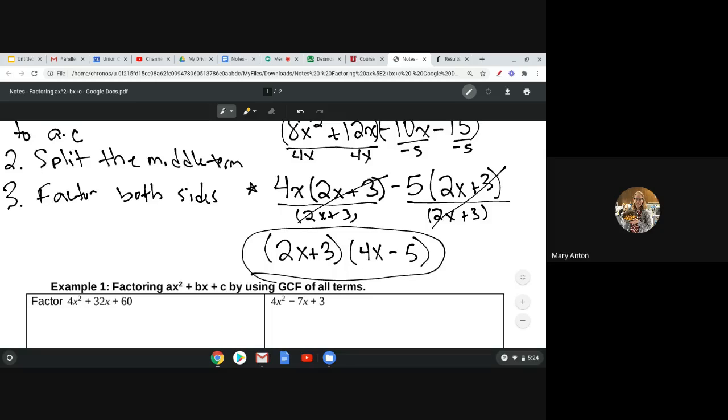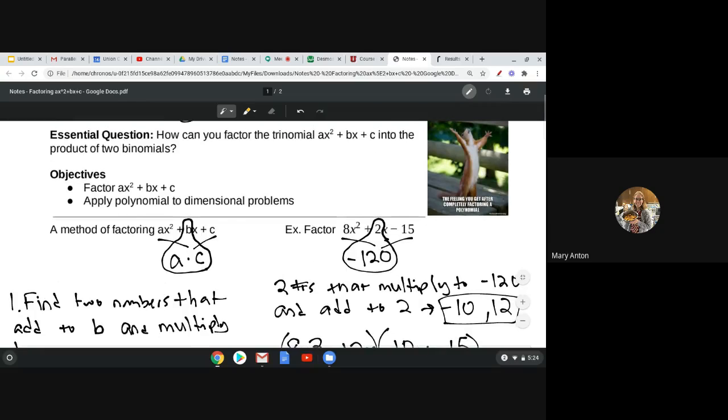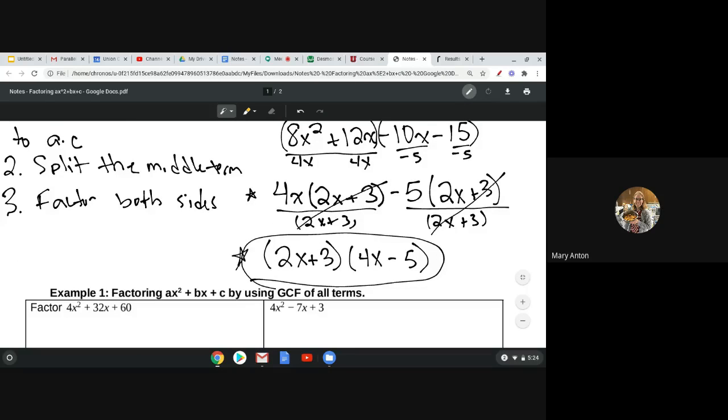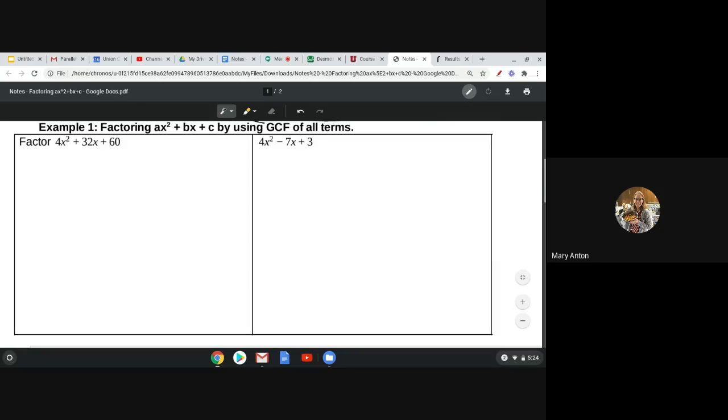And you can double check this by foiling, by distributing this answer, and you should get the same thing up here. Or you can graph them both in Desmos, and they should be the same line. All right, now I have 6 more examples for us to work on. So we're just going to factor 6 different examples.